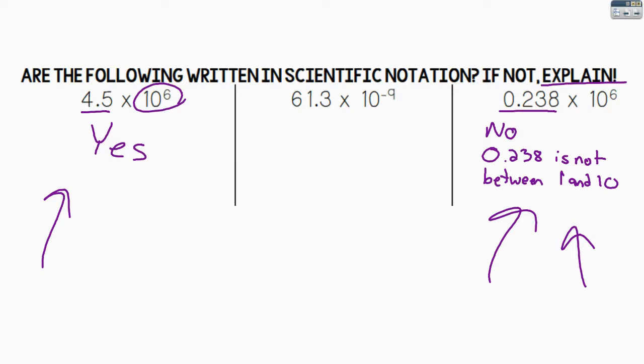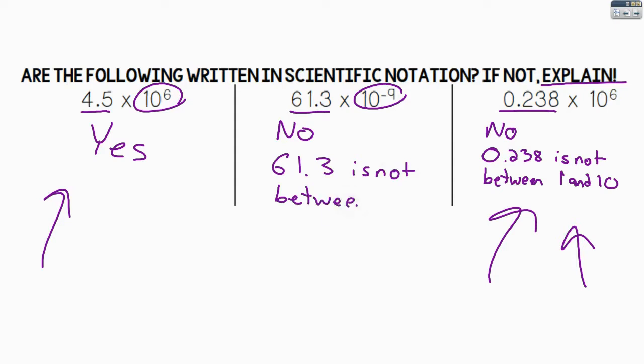So if you did this one, first, is our first number between 1 and 10? No. Do we have a power of 10 here? Yes. Because 61.3 is not between 1 and 10, like we said, the answer is no. And why is that? 61.3 is not between 1 and 10, 1 through 10.